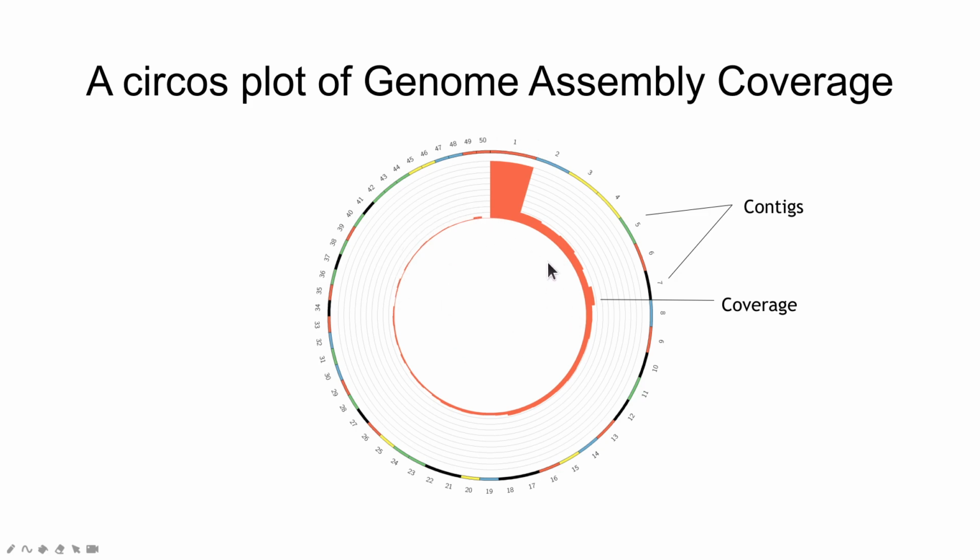The inner circle represents the coverage. It represents the number of reads that are mapped to each of the contigs. And so here we can see that for contig 1, the number of reads that are mapped to contig 1 is higher than all the other contigs.